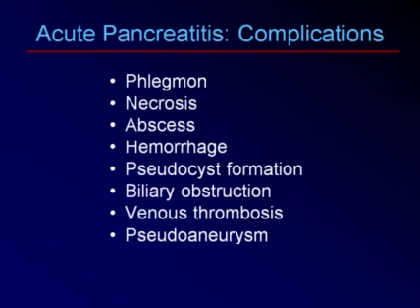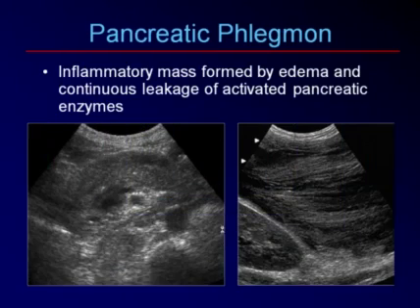There are complications of acute pancreatitis. If this is not treated and does not start to resolve, the process can worsen. It can turn into a phlegmon. Necrosis of the gland can ensue. It can turn into an abscess. It could bleed into itself. If it heals, a pseudocyst may form. It can obstruct the biliary tree. There's problems with veins. There's problems with arteries, and we'll see some of these.